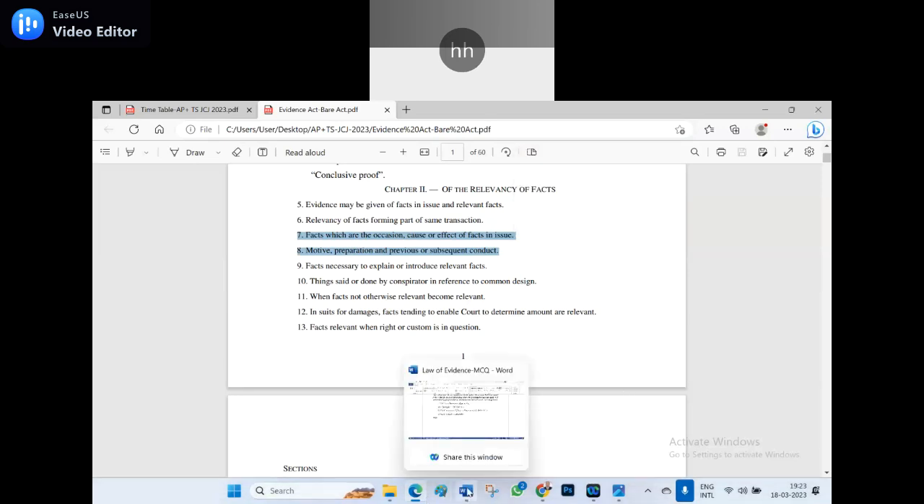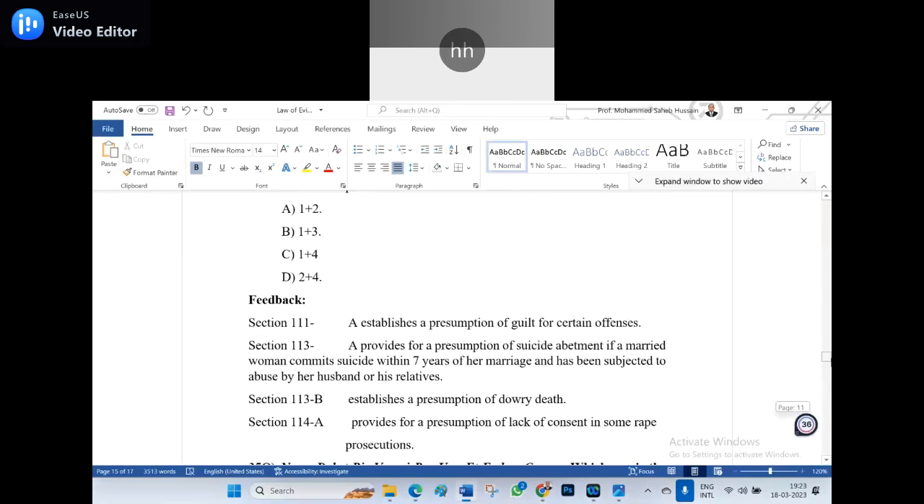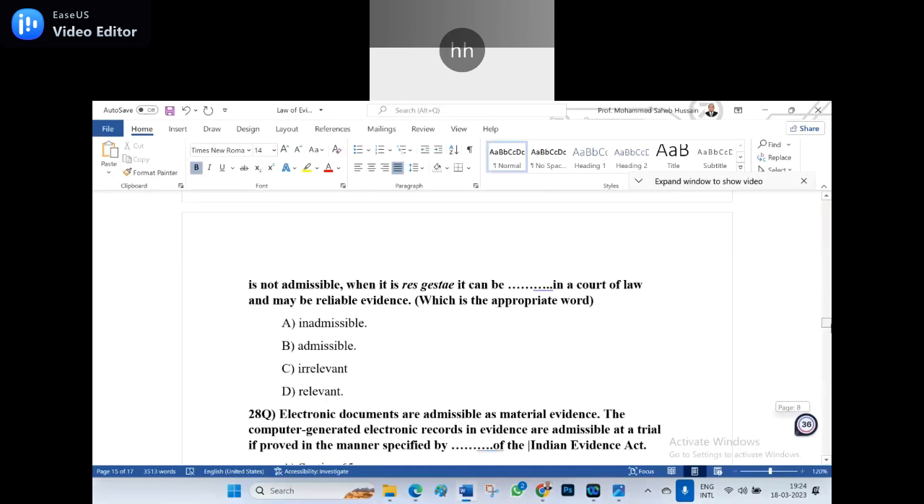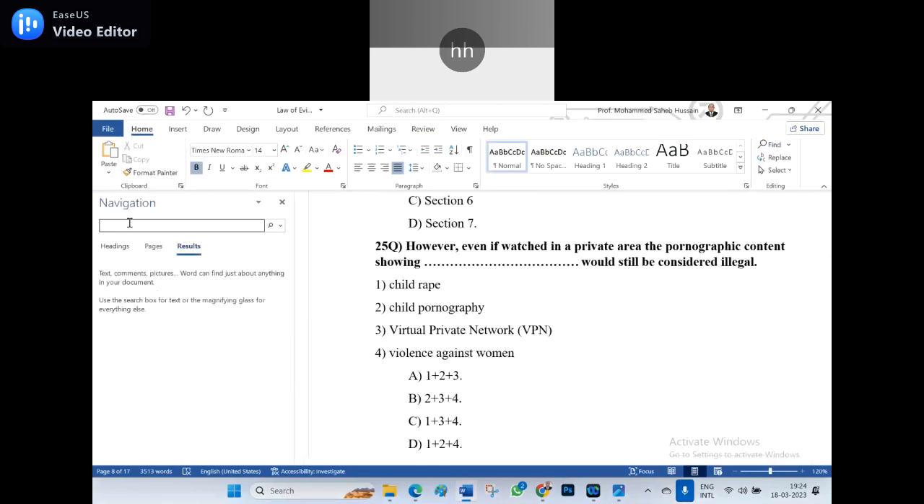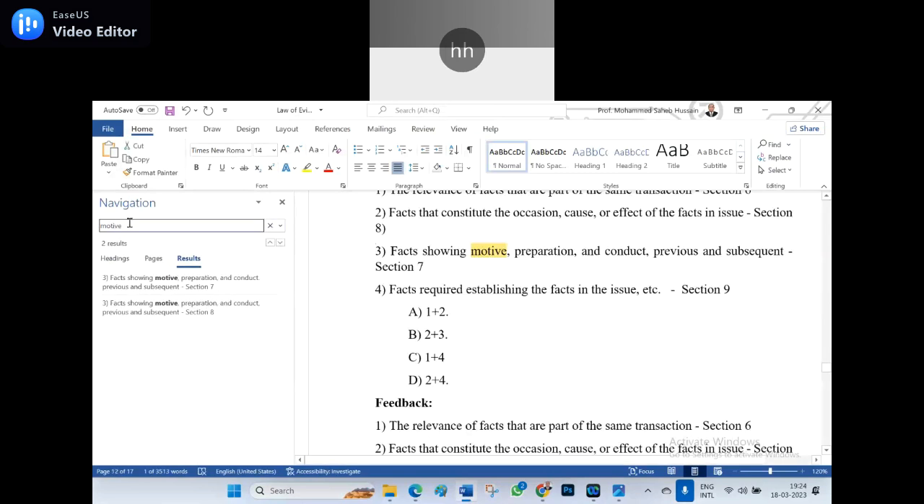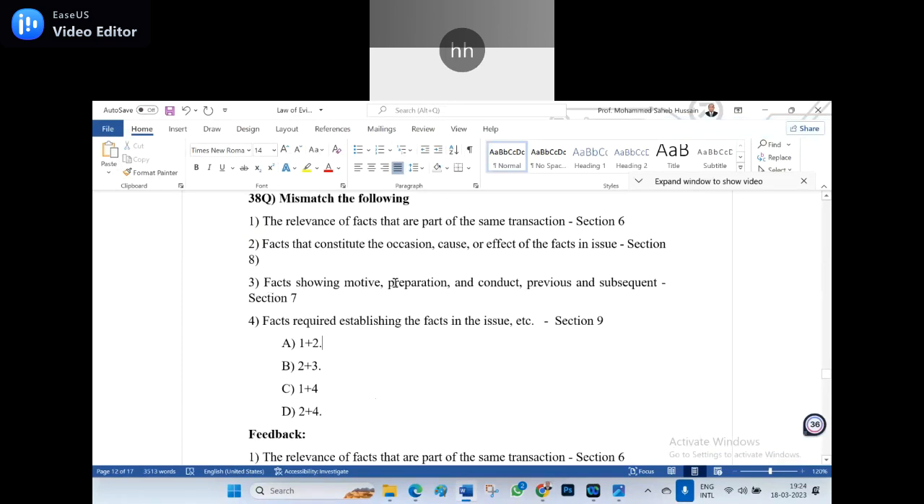Yes. In our 6, 7, how do you find it? Can you find it this way? Motive. Yes, we found it. Oh, it is gone. It is here. This is the fact showing the motive, preparation and conduct, previous and subsequent. Motive is there in 7.